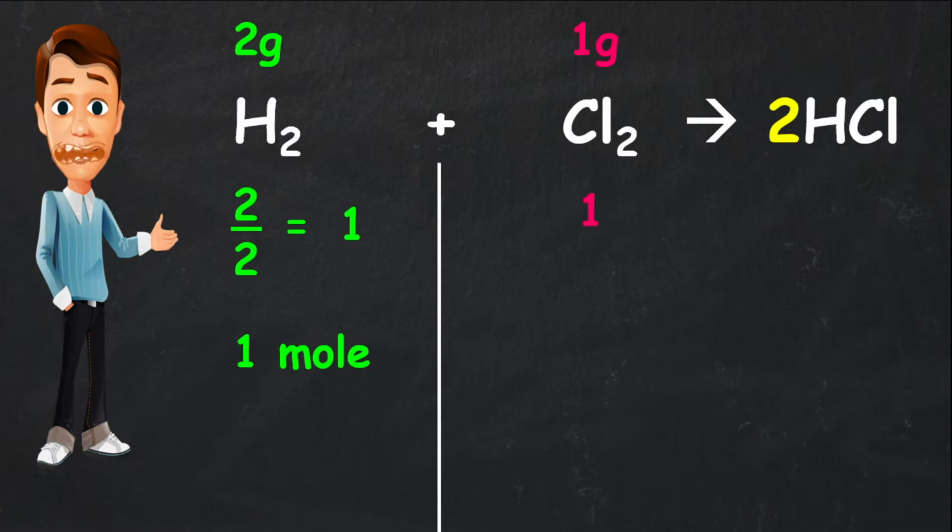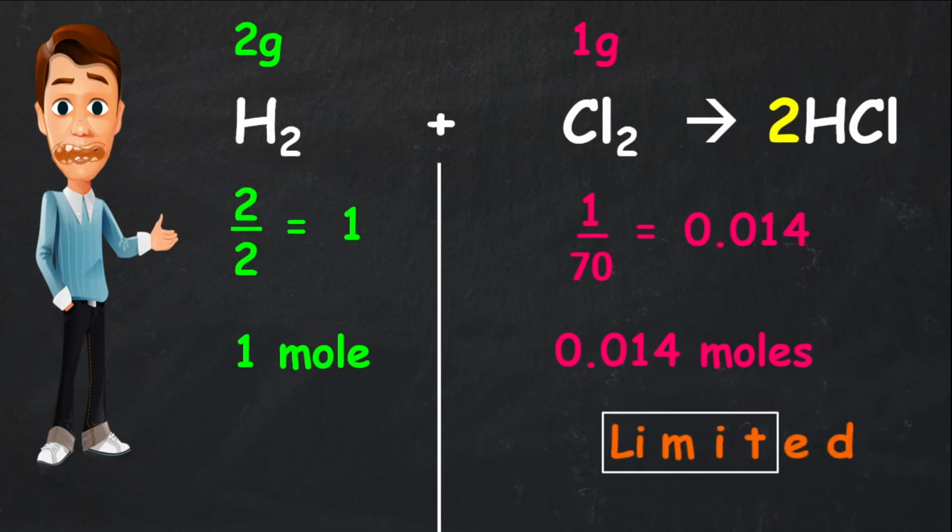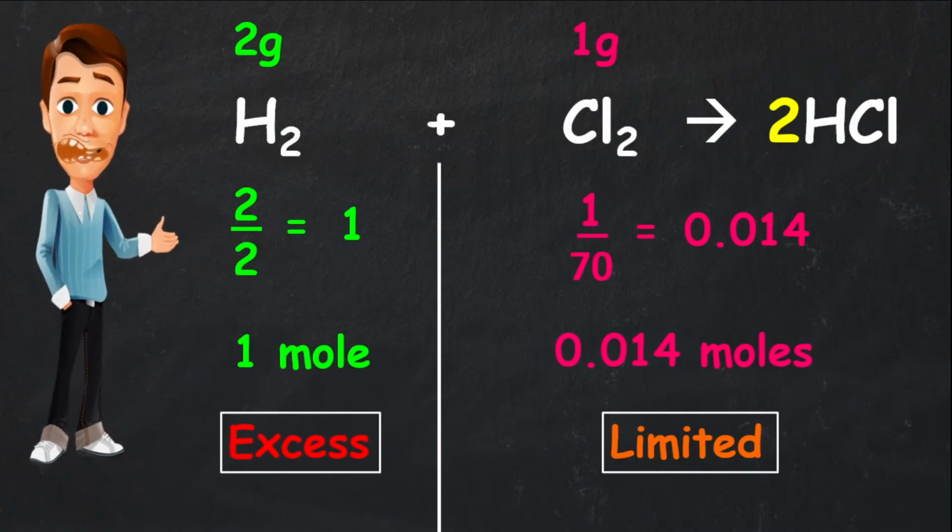Now for chlorine, we have 1 gram divided by the RMM, and the RMM here is 35 multiplied by 2, which is 70, which gives us 0.014 moles of chlorine. Based on these values, we can now explain that the chlorine is limiting because its moles are smaller compared to that of hydrogen, and therefore we can conclude that hydrogen is in excess.